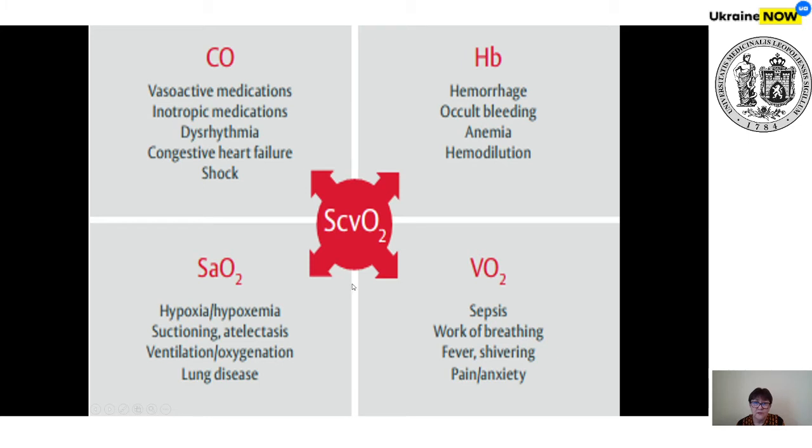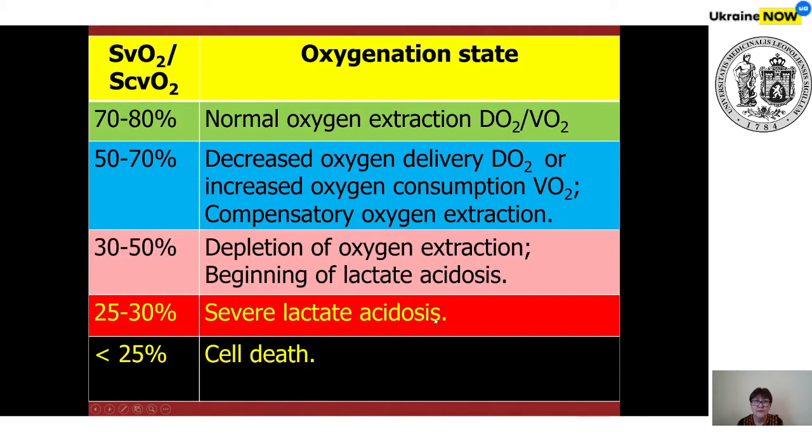So, saturation of venous blood with oxygen is dependent on cardiac output, on the hemoglobin rate, on the saturation of arterial blood, and on consumption of oxygen by tissues. Each of these parameters is dependent on many factors. Oxygenation state can be defined using venous blood saturation.